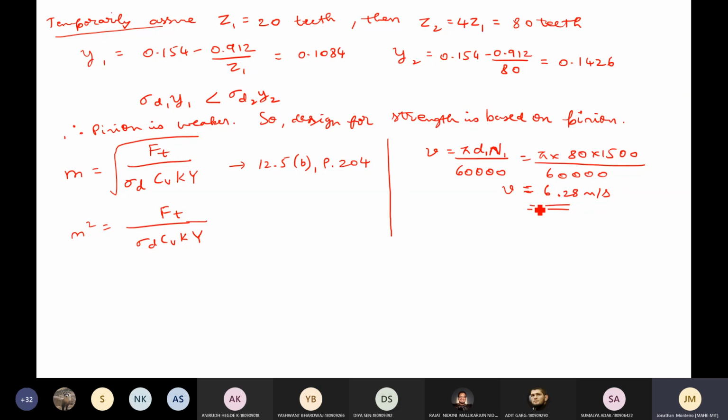Fine. Okay. What about the tangential tooth load, Ft? Ft is equal to 1000 P CS by V according to equation 12.7a, page 205, in kilowatts if you want to substitute. So what is the CS? We already found out. 1000 P is in kilowatts, 12 kilowatts of power is getting transmitted. 1.25 is the CS value which we initially found out, and this is 6.28 meters per second.